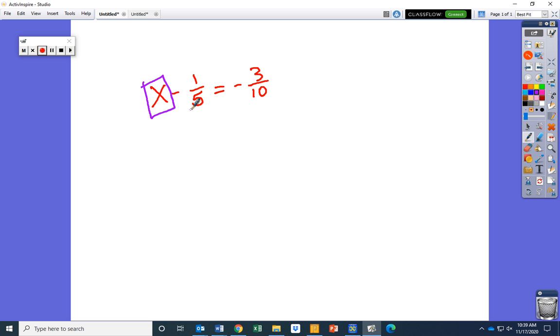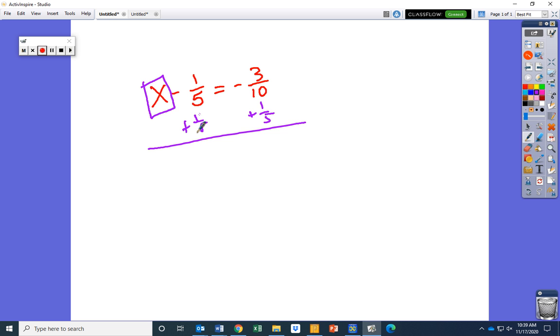Now, what is outside that box? It's not a plus 1/5. What is it? It's a minus 1/5. So we want that to be 0. So if we want to make negative 1/5 0, what would we do? Add 1/5. So you're going to add 1/5 to this side and add 1/5 to this side. Okay, do you understand why that is? We want that to be 0. We want that x to be by itself.